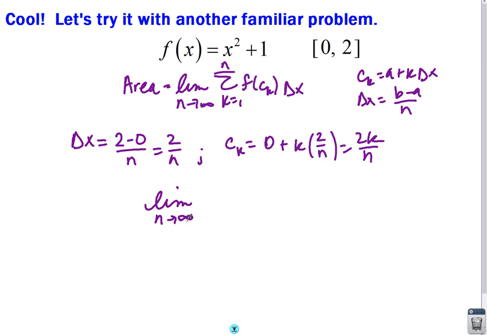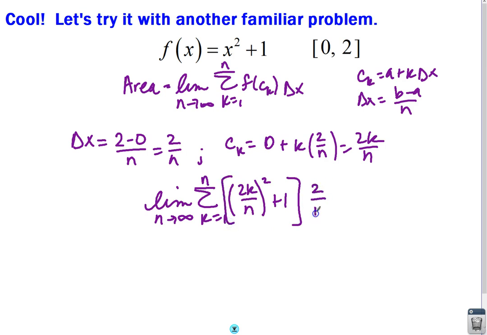We've already done this once. Hopefully it's starting to make a little bit more sense. I'm plugging this into my function. Okay, my function is x squared plus 1. So I've got the sum from k equals 1 to n of (2k over n) squared plus 1. That's my function, times delta x, which is 2 over n.